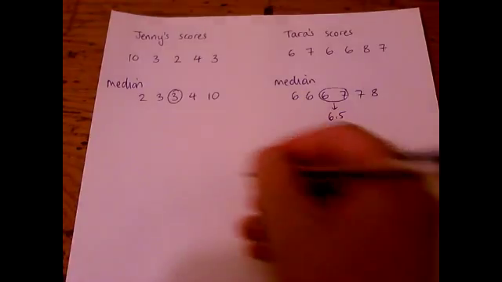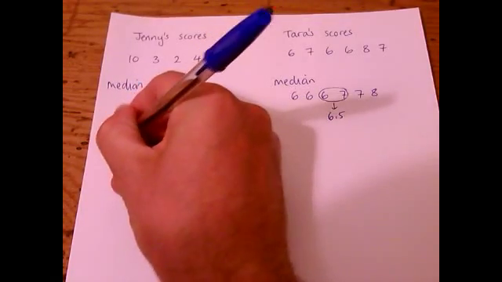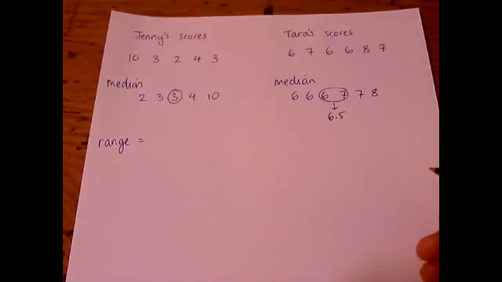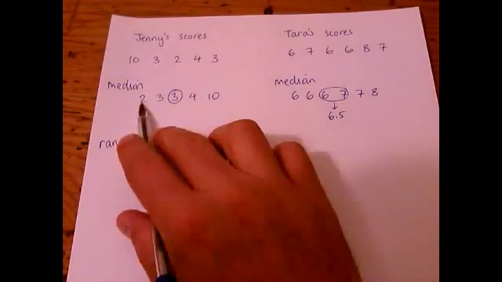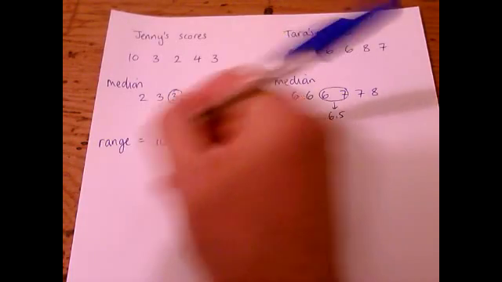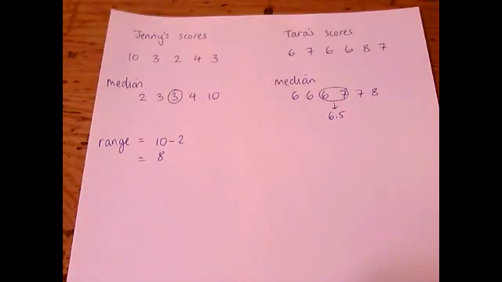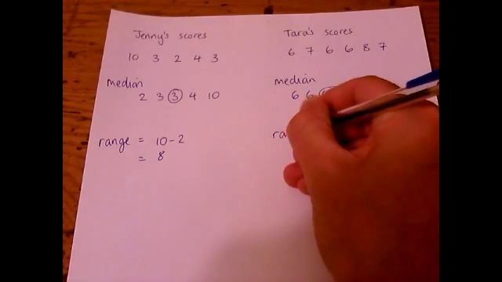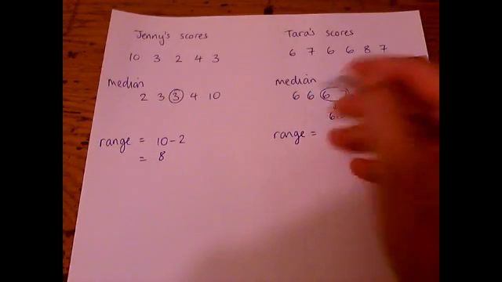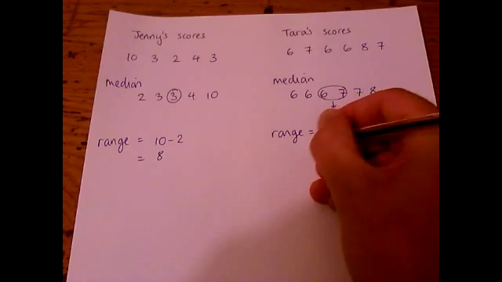Let's now look at the range again for each person. The range for Jenny is the highest take away the lowest, which is 8, and the range for Tara is the highest take away the lowest, which is 2.